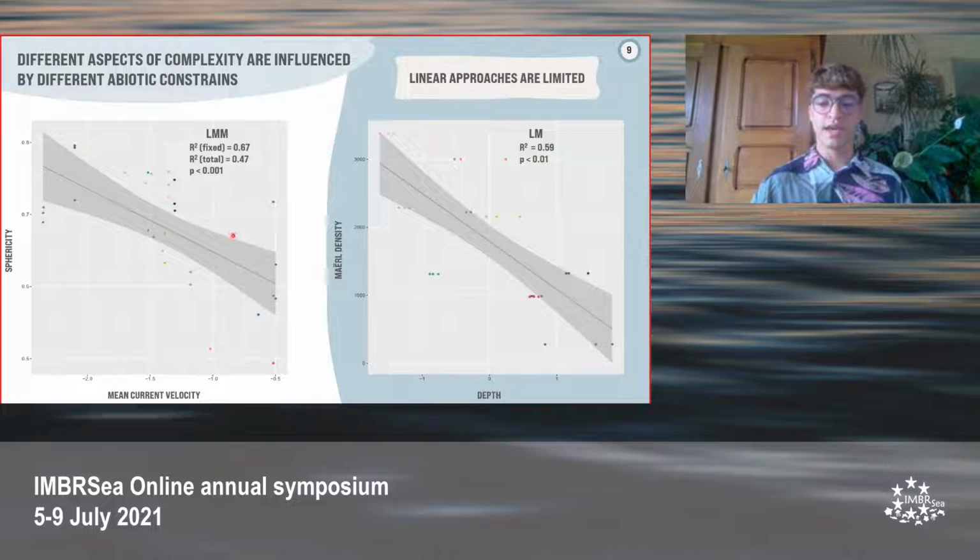So first, sphericity decreased with current velocity, which may indicate that maerl growth is more homogeneous under slower currents, allowing all faces of the maerl thallus to receive light. We also saw that maerl density decreased with depth, which is a pattern that has already been described in the literature and that might be related to light availability as well.